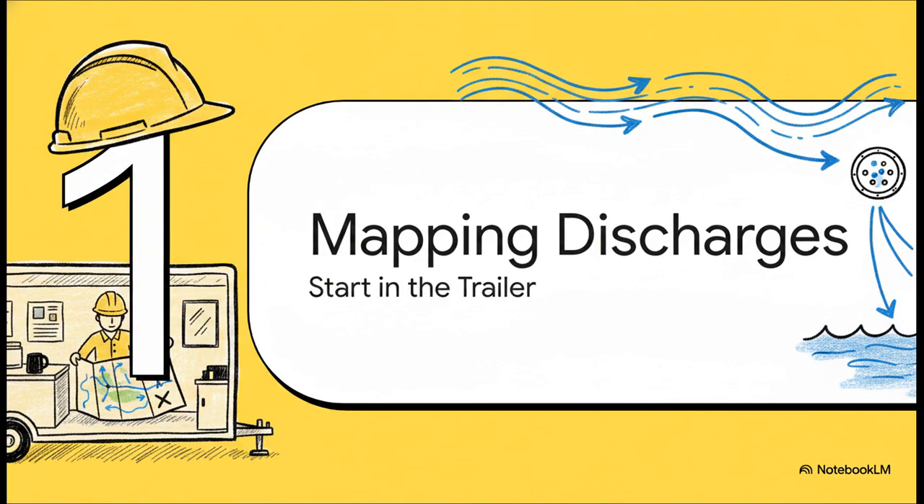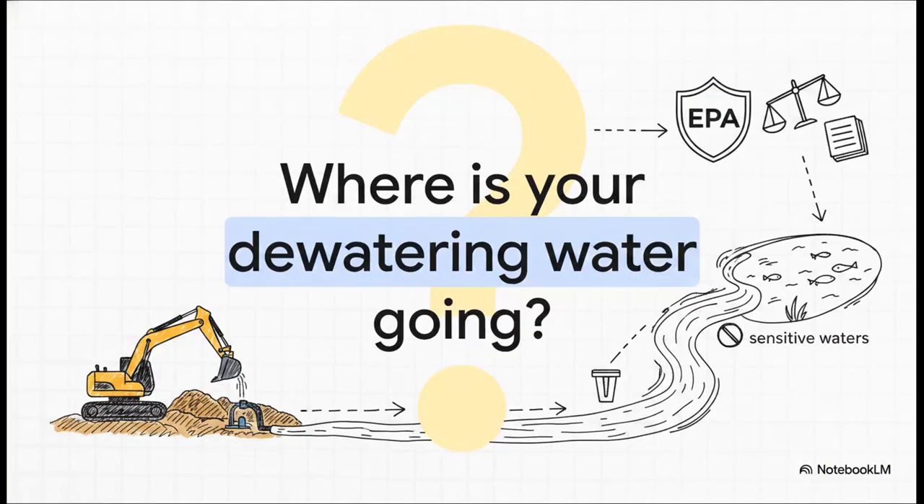Mapping your discharge points. And honestly, this starts right in the trailer. Before you even lace up your boots, you've got to ask yourself one absolutely critical question. Where is your dewatering water actually going? It sounds simple, right? But this single destination literally dictates your entire workflow, especially if your site discharges into what the EPA classifies as sensitive waters.